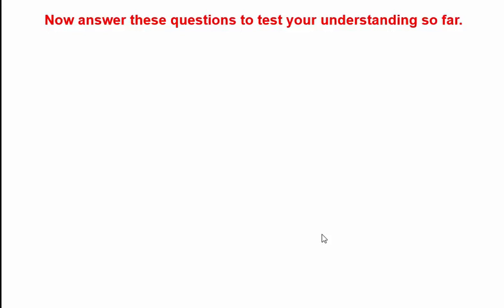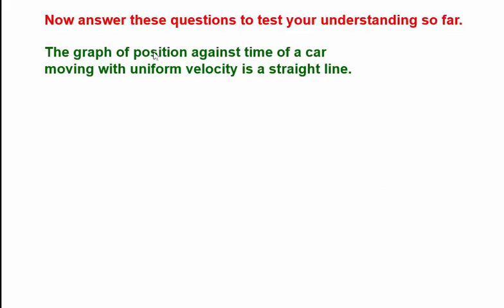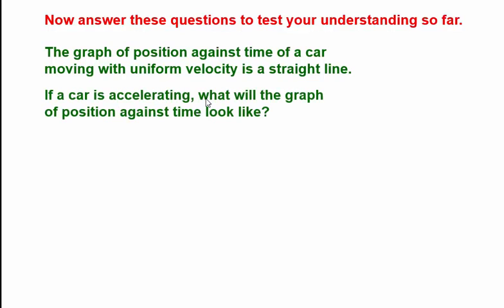Now it is time to check if you understood the concepts discussed so far by answering these questions. The graph of position against time of a car moving with uniform velocity is a straight line. That is a concept we discussed. If a car is accelerating, what will the graph of position against time look like?